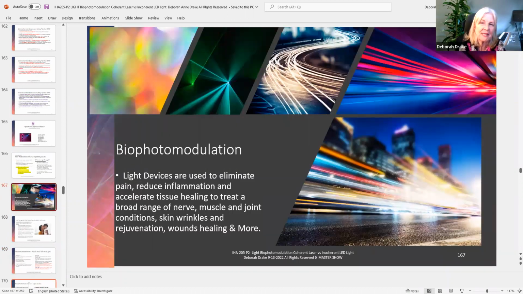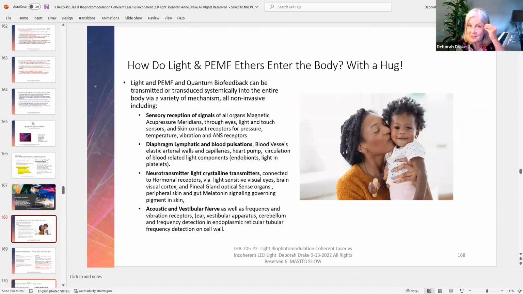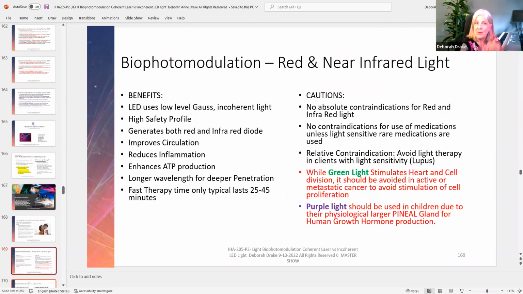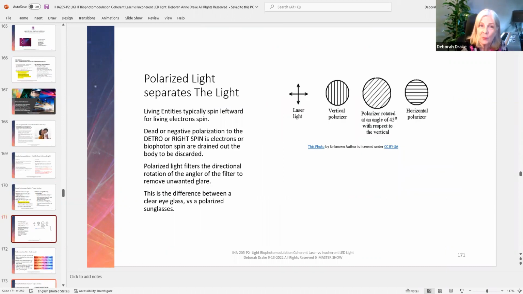Let's just quickly say that light comes in forms called receiving through sensory signals, diaphragm signals, neurotransmitters, and acoustic signals. And we can use all of this to benefit our bodies with polarized light, where we send light through a filter that makes it vertical, horizontal, or diagonal. So it takes out half of the light, such as the glare on your glasses. Okay, like these special glare glasses that I wear for the computer. These can be polarizing and/or taking out some of the tint in the light.